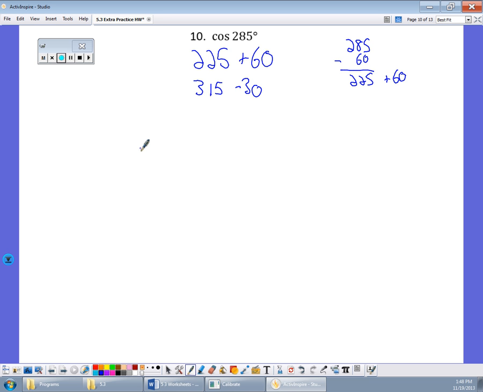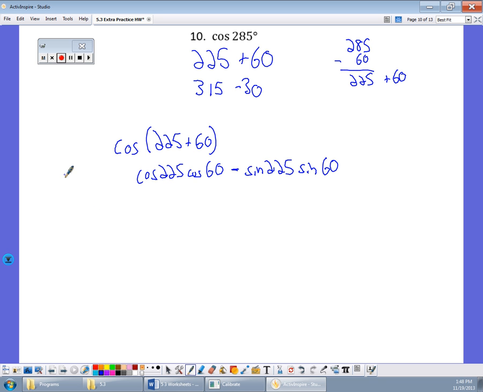So once you're here, it's really just plugging into the formula. So you'd get cosine of 225 plus 60. So we plug it in, cosine 225, cosine 60, minus, because the sign changes, sine 225, sine 60.